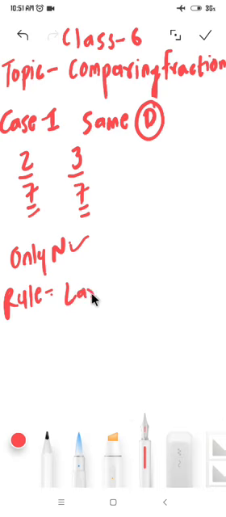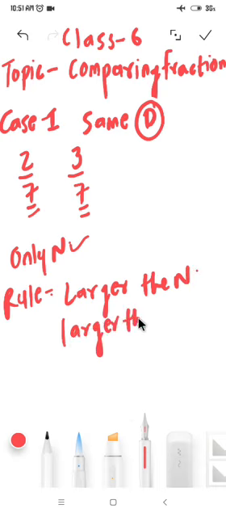Larger the numerator value, larger the fraction. Understood? Larger the numerator value, larger the fraction. So here 3 is greater than 2. It means that 3 upon 7 is greater than 2 upon 7. Hope you understand.